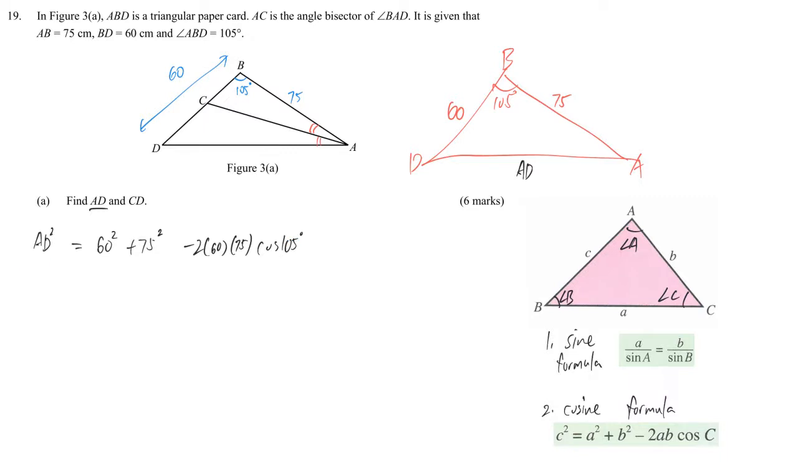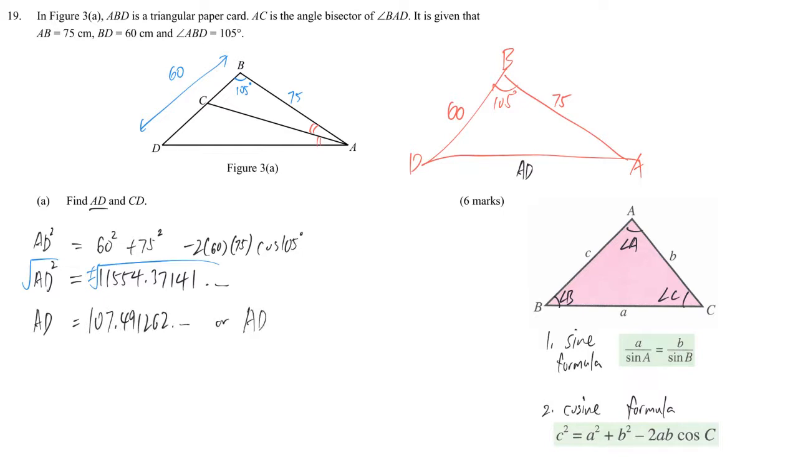Then we get the value of AD square, and therefore we take the square root of both sides. So AD is equal to 107.491262..., or AD is equal to the negative value, but we reject it. And then later on, we better write down AD as 107 point something. We are going to find CD now.